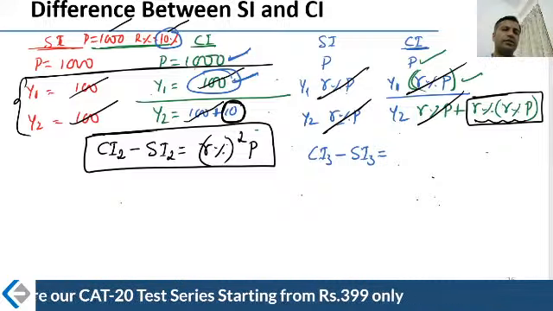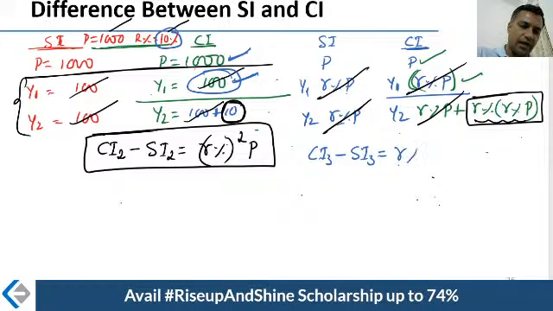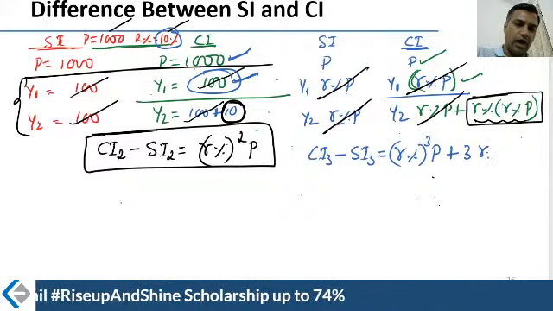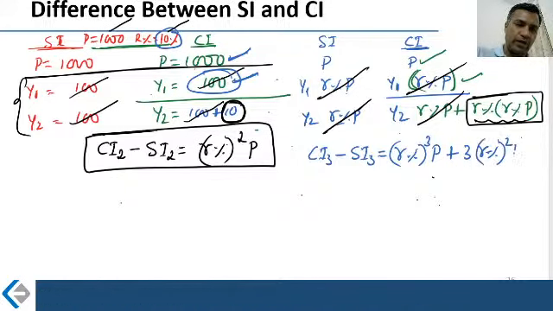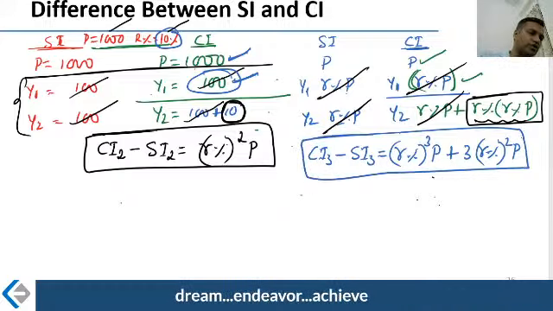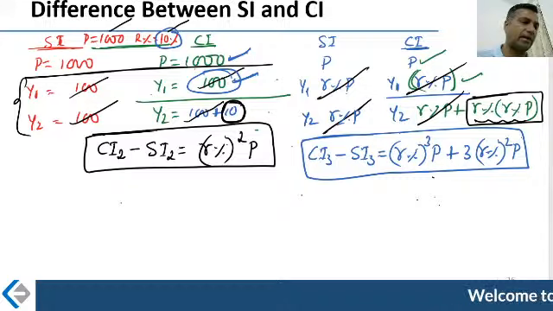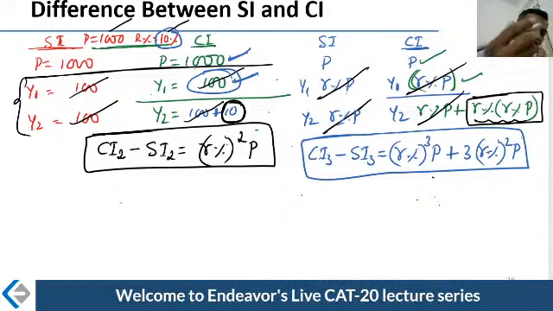Compound interest for 3 years minus simple interest for 3 years is going to be, please remember this, friends, R percentage whole cube times of principal plus 3 times of R percentage whole square times of principal. I want you to remember this. Okay, now listen to me. All right, I want to remember these two. See, because there is hardly anything to remember here. Now this is one of the important parameters here, right? Therefore, this is something that you got to remember.